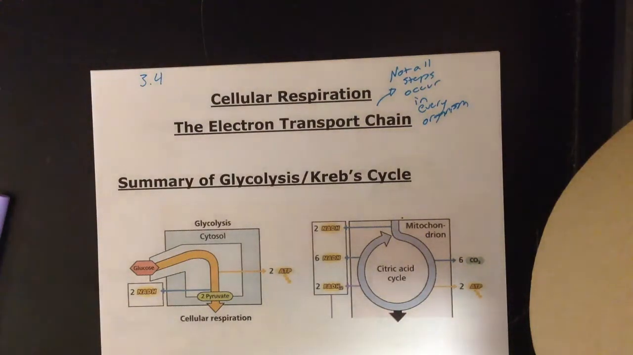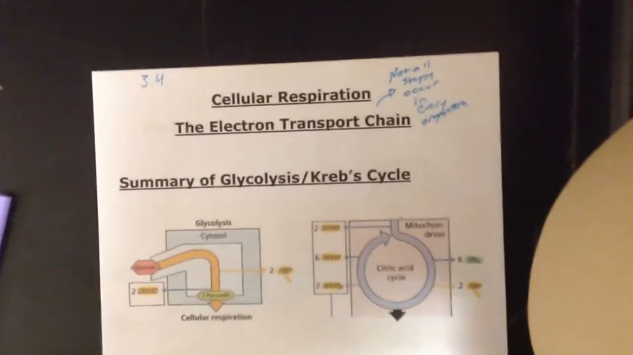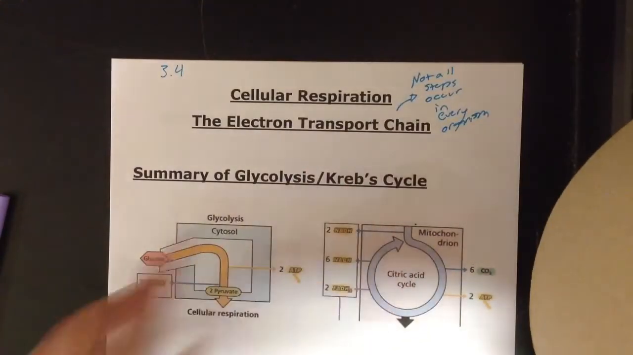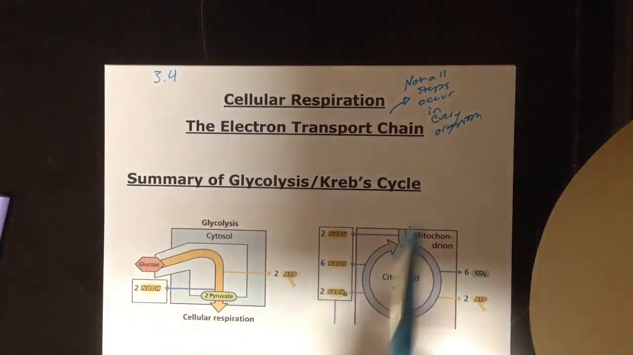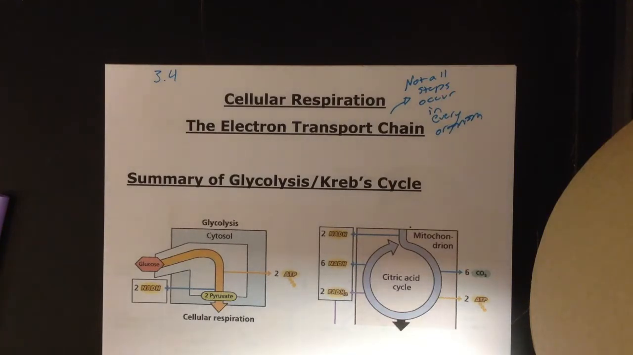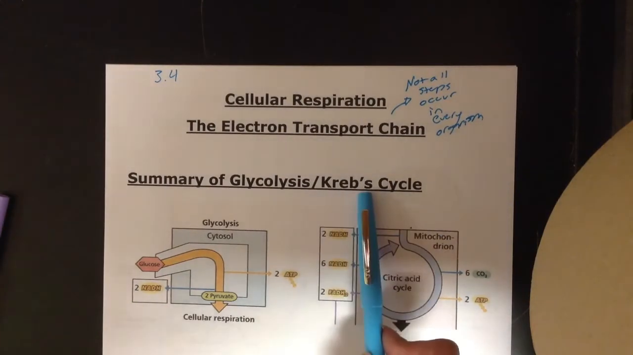So this is the last section of our notes on cellular respiration, and in this section we'll be talking about the electron transport chain. One thing to keep in mind is that not every step of cell respiration is going to occur in every organism. So if you have an organism that is anaerobic, for example, we won't move much further past glycolysis and won't be able to continue on to the Krebs cycle.